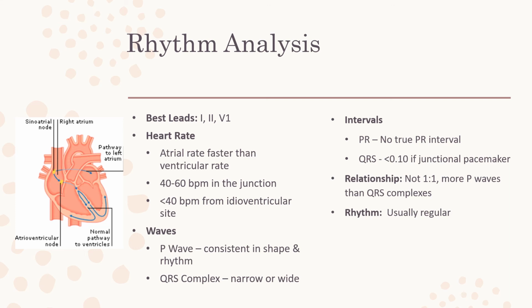There is no true PR interval. Even though you may look at a rhythm and think you may possibly see a PR interval, it's actually not associated in any way with the QRS. And if the junctional pacemaker is what's pacemaking the heart, the QRS will be less than 0.1. If you have an idioventricular pacemaker that's pacemaking the heart, you're going to have a wide complex.